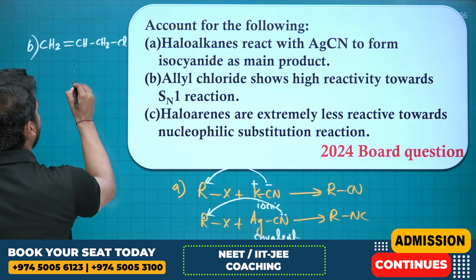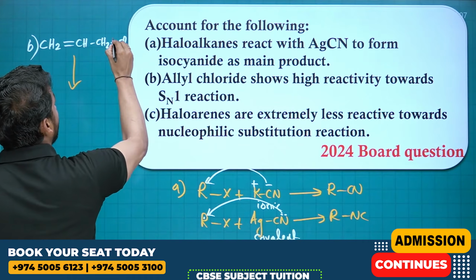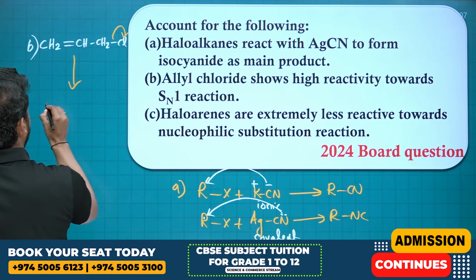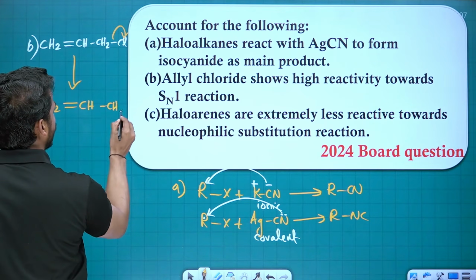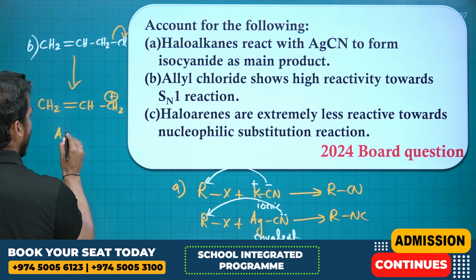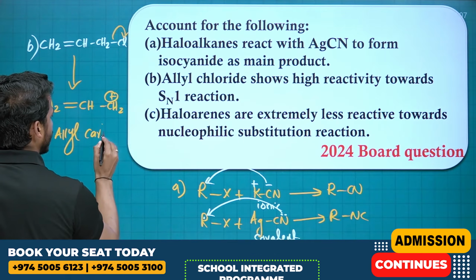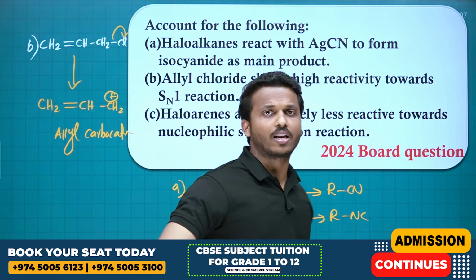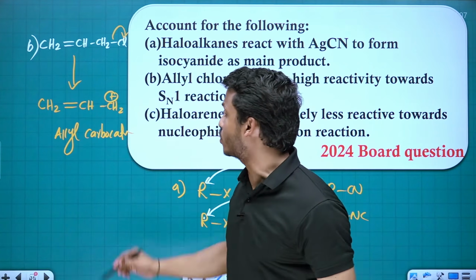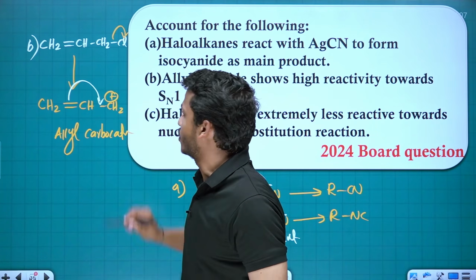What is the first step in the SN1 mechanism? Removal of halogen forming a carbocation. You will get CH2 double bond CH single bond CH2 plus. What is this carbocation called? Allyl carbocation. See dear all, the allyl carbocation is more stable due to resonance. This pi bond is in resonance.